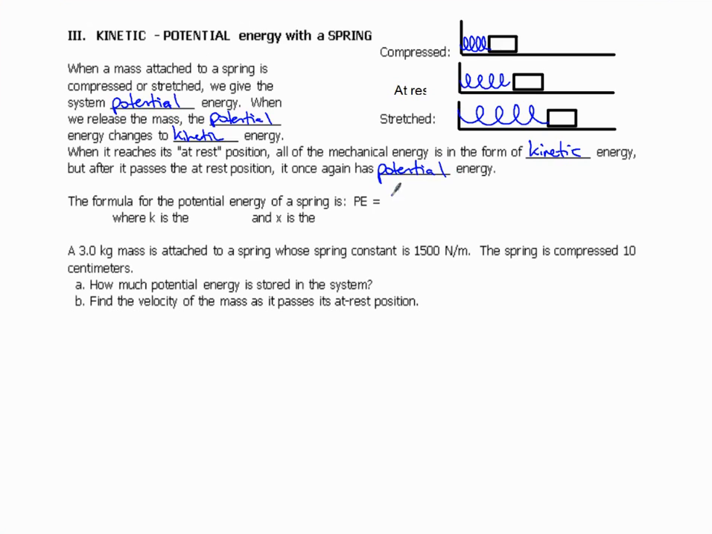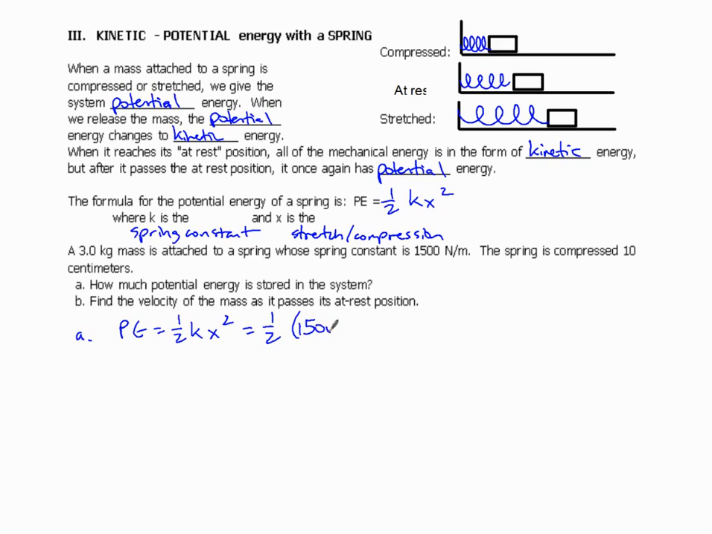So the formula for potential energy of a spring is 1/2 times kx squared, where k is the spring constant and x is the stretch or compression. So how much potential energy is stored in the system? 3 kilogram mass, spring constant is here. Potential energy is 1/2 times k times x squared. And we'll just plug in our numbers.